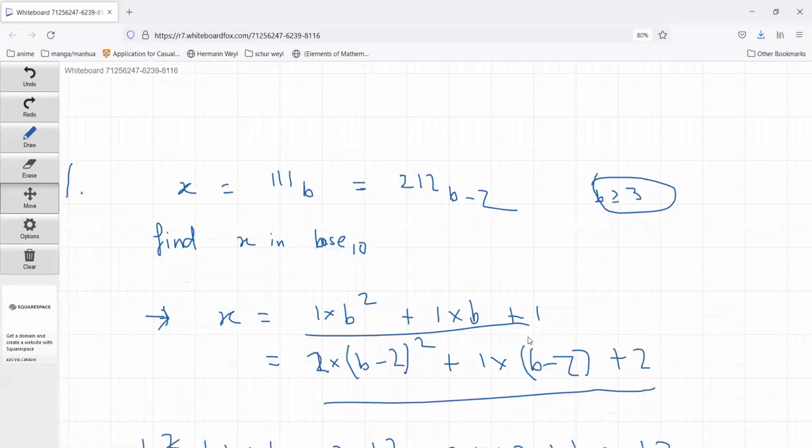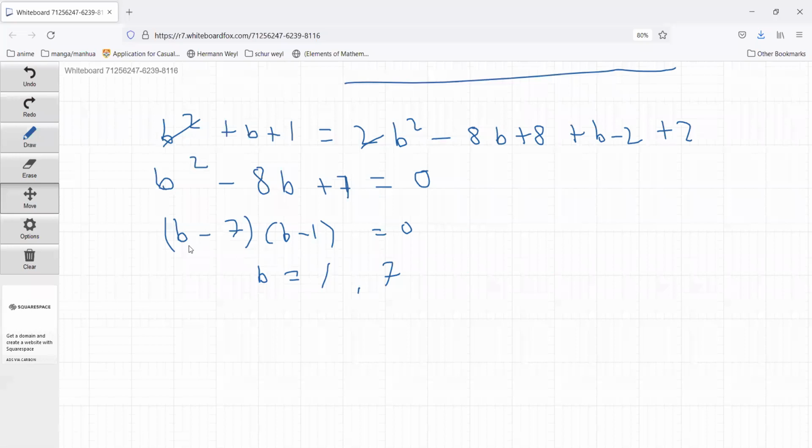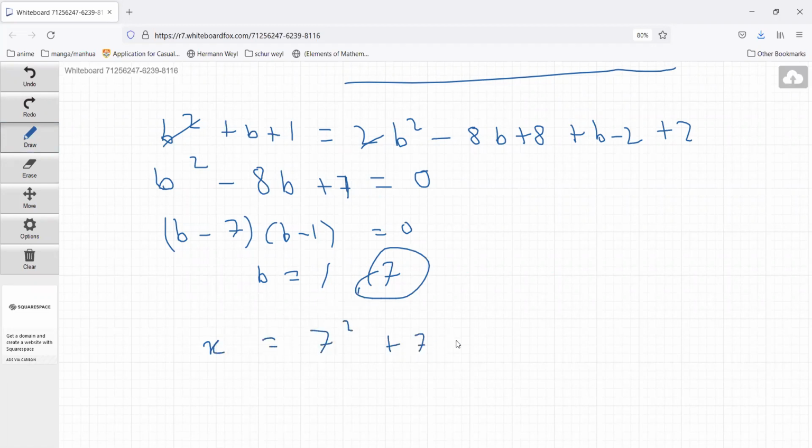But from above, we have that b must be greater than or equal to 3, so b has to be 7. So wrapping this up, we have that x is equal to 7 squared plus 7 plus 1, and that's just 57.